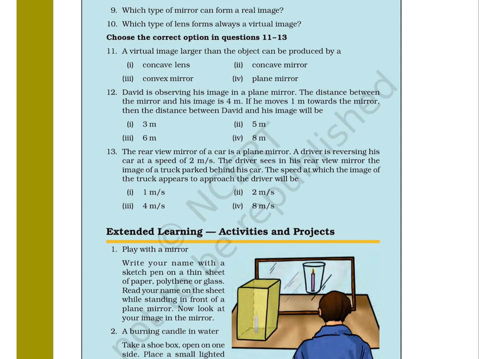13. The rear view mirror of a car is a plane mirror. A driver is reversing his car at a speed of 2 meters per second. The driver sees in his rear view mirror the image of a truck parked behind his car. The speed at which the image of the truck appears to approach the driver will be 1. 1 meter per second, 2. 2 meters per second, 3. 4 meters per second, 4. 8 meters per second.